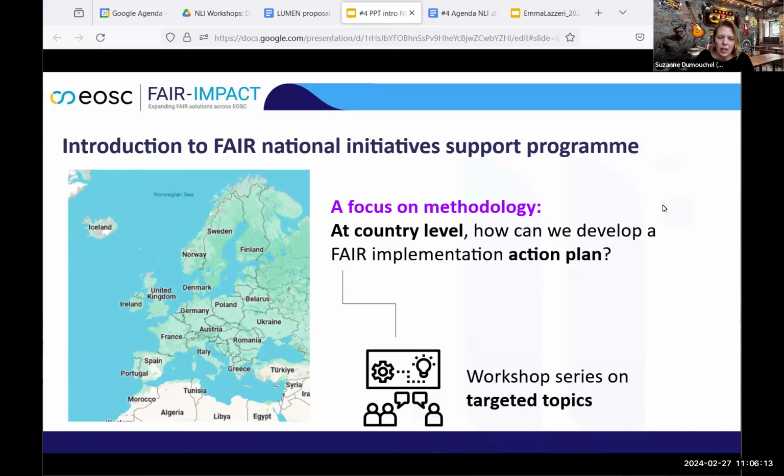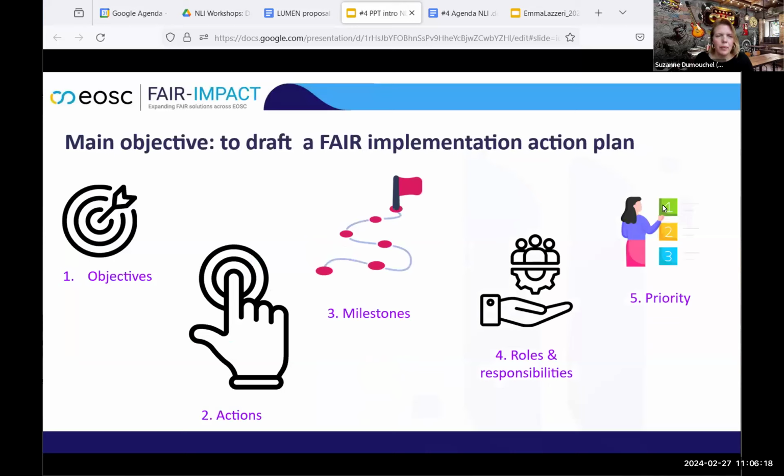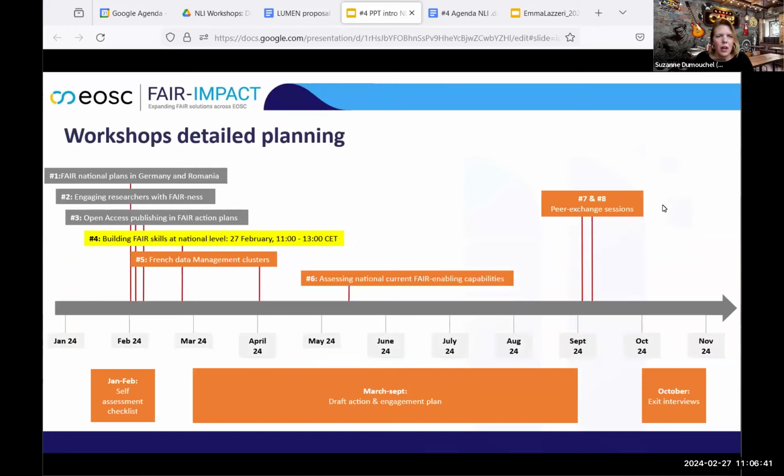Today, it is focused on the FAIR skills that are needed. The main objective, as I already said for those who were at the previous workshop, is to draft the FAIR implementation action plan composed of 5 key aspects: the objective, the action, the milestones, who takes the roles and responsibilities for the different actions, and what the priorities of these actions are.